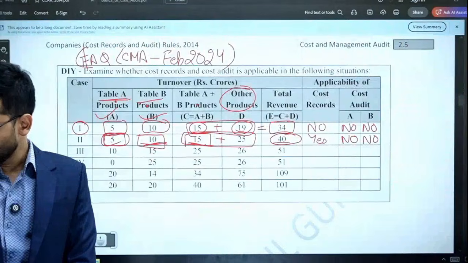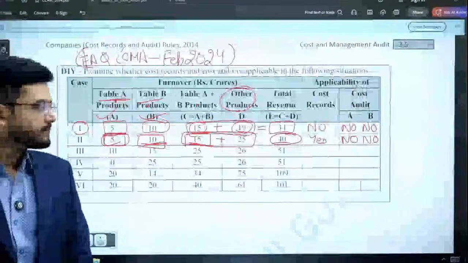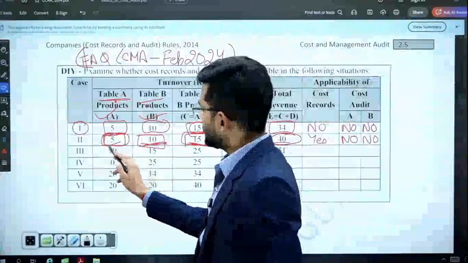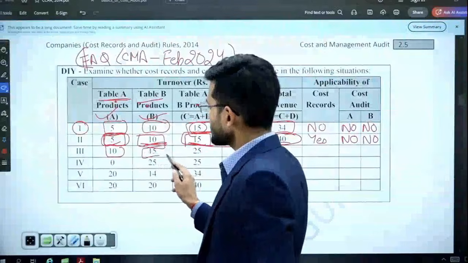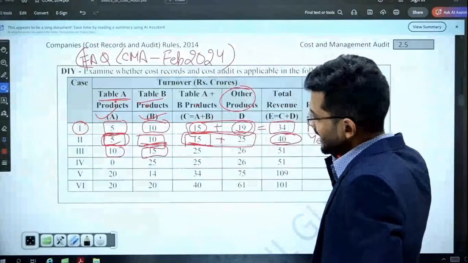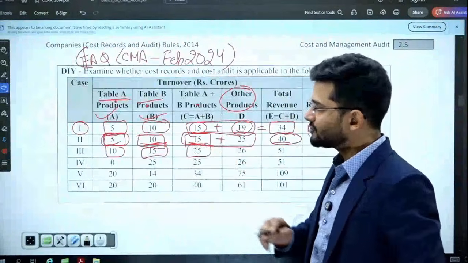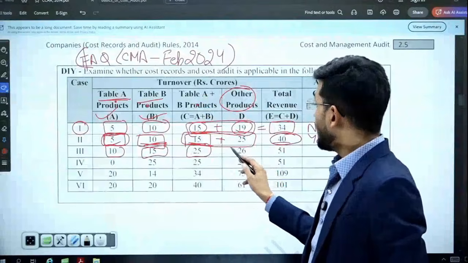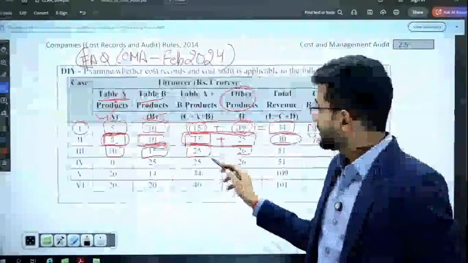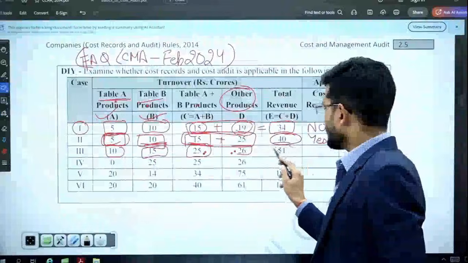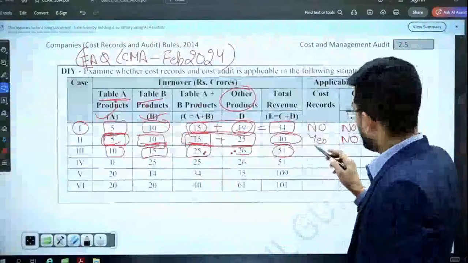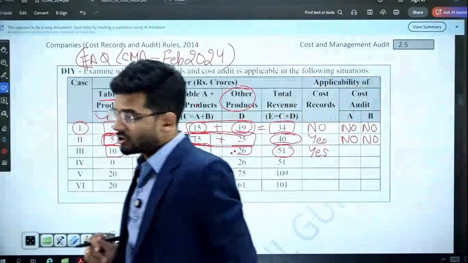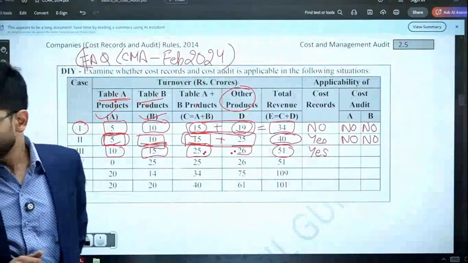Case 3. Now we start case 3. Table A products 10 crore. Table B products 15 crore. Table A and B taken together 25 crores. Table A and B Rule 3 products. Other products 26 crores. 25 plus 26. Total turnover of the company 51 crores. Will cost records be applicable? Absolutely yes. Cost records will very much be applicable.